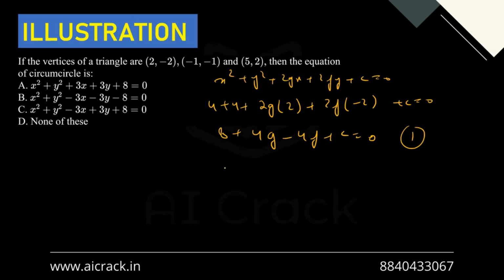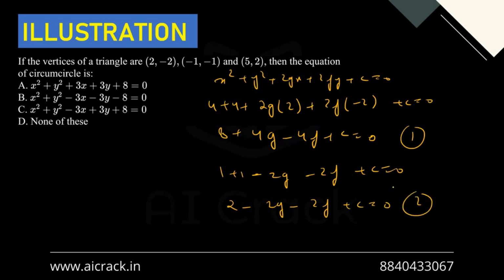Similarly, we'll get the second equation, that would be 1 plus 1 minus 2g minus 2f plus c equals 0. So this becomes 2 minus 2g minus 2f plus c equals 0. This is our second equation. Similarly, you can find the third equation in g, f, and c. These are the three equations in g, f, and c, and you can solve them for g, f, and c.